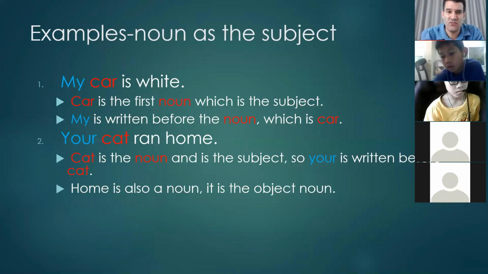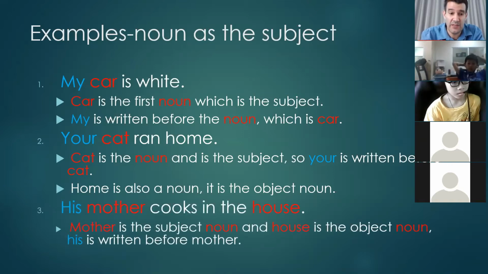So another example. Your cat ran home. So cat is a noun. That is the subject. Home is also a noun. It is the object noun. The subject noun is first. So you write your before the noun of cat. So your cat cannot be you cat, cannot be cat you, cat your, must be your cat.